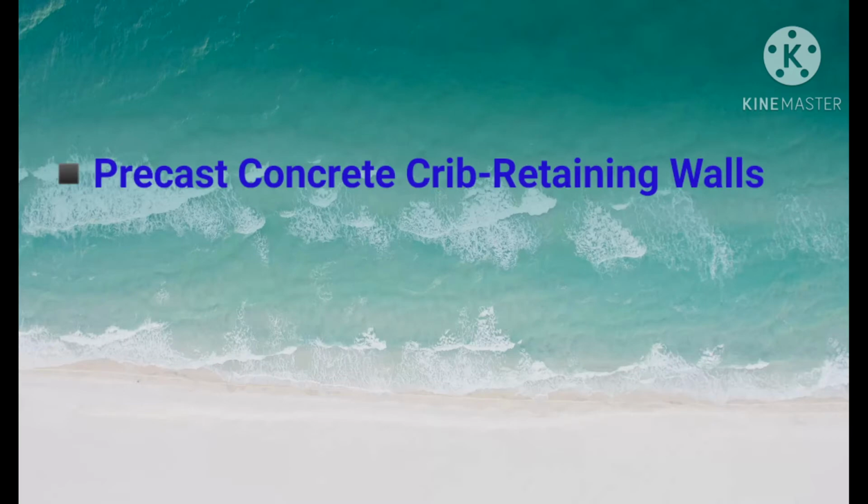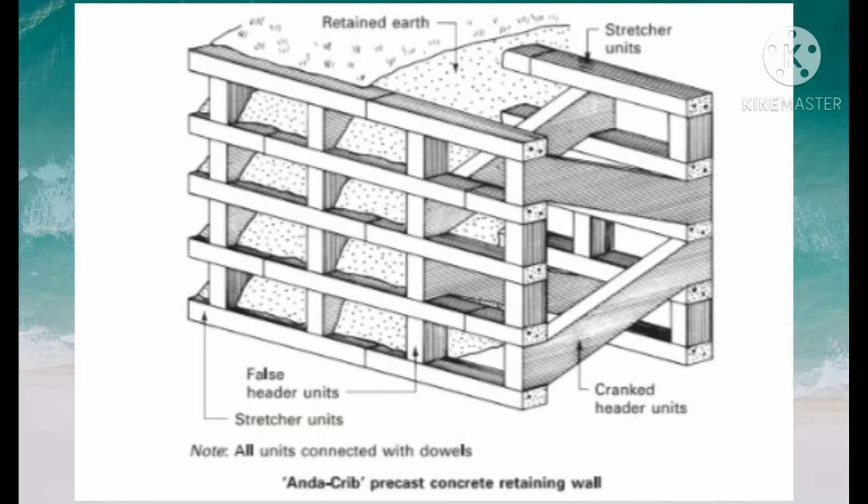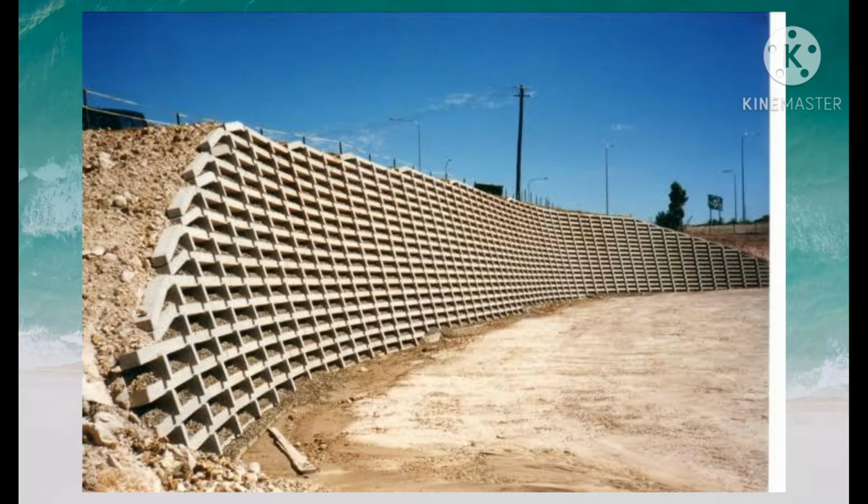We also have the precast concrete crib retaining walls. Crib walls are designed on the principle of a mass retaining wall. They consist of a framework or crib of precast concrete or timber units within which the soil is retained. The figure here is an example of a precast concrete crib retaining wall. They are constructed with a face batter of between 1:6 and 1:8, unless the height is less than the width of the crib ties, in which case the face can be constructed vertical. Subsoil drainage is not required because the open face provides for adequate drainage.